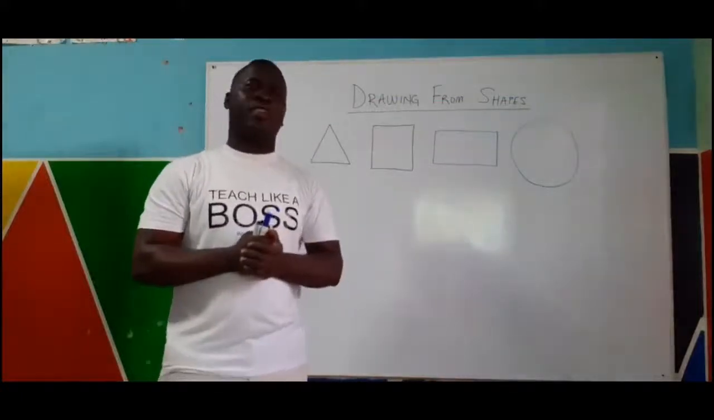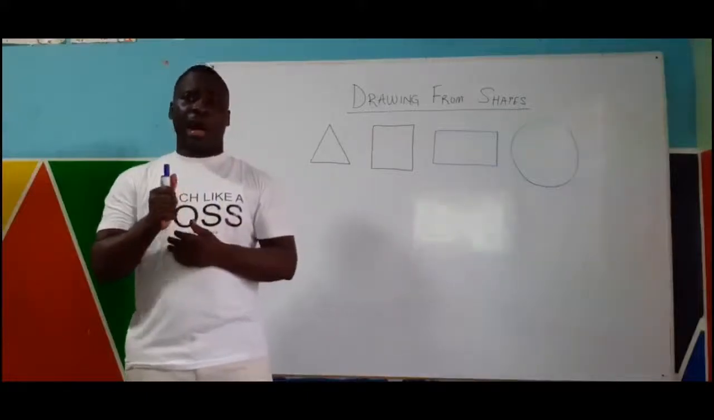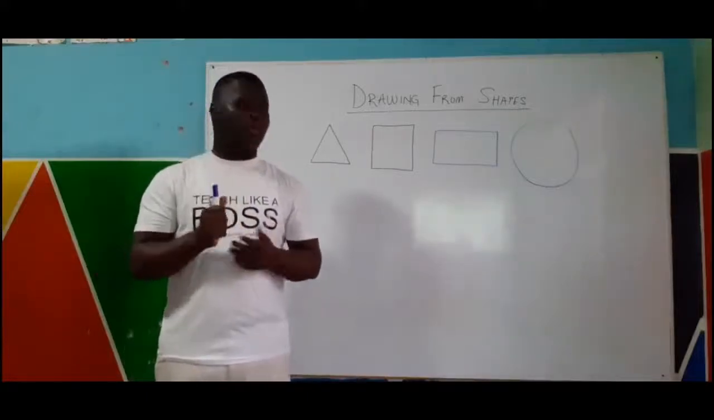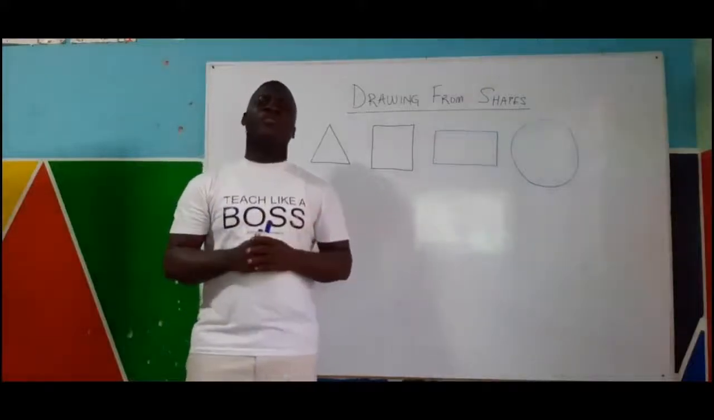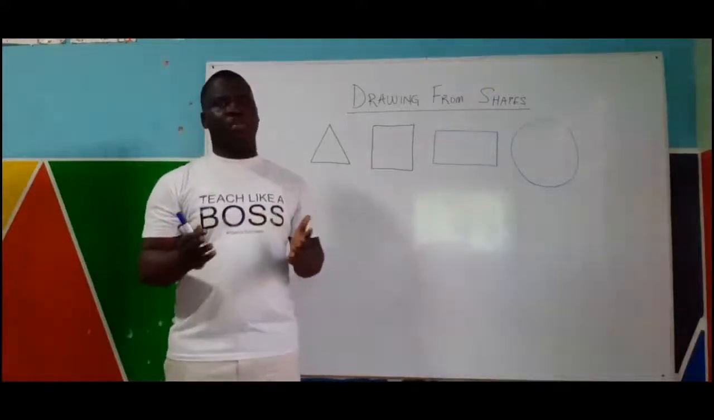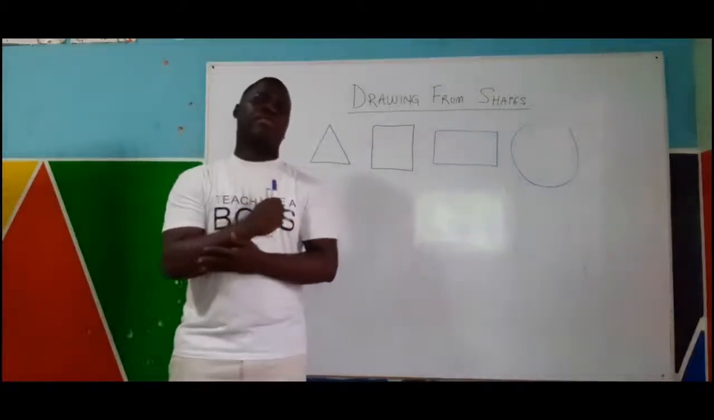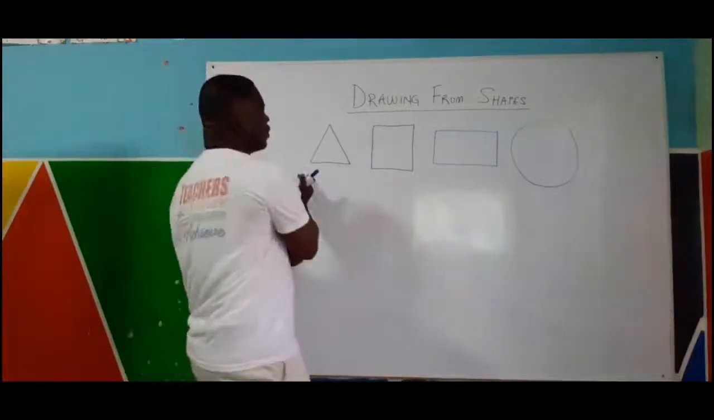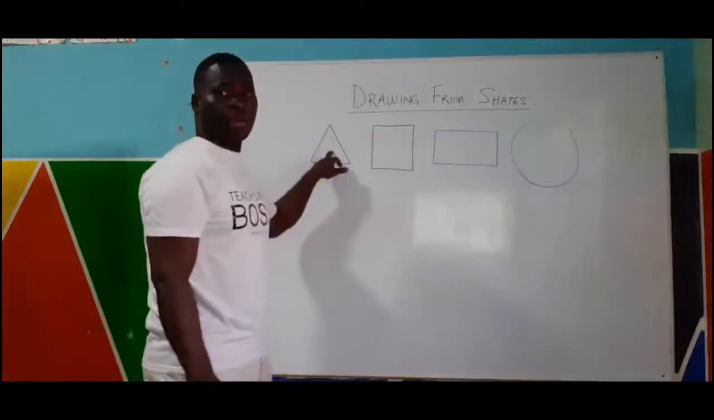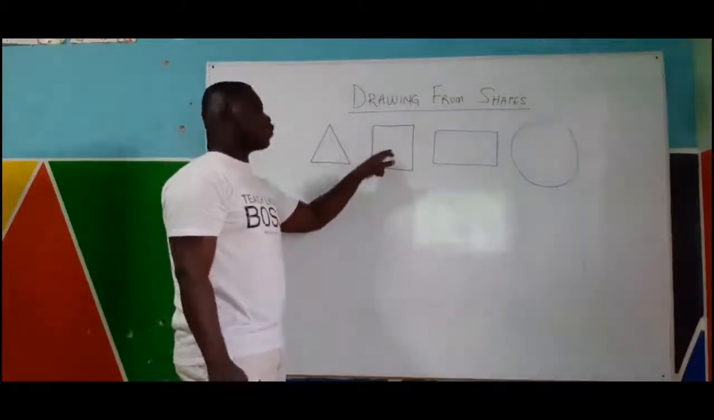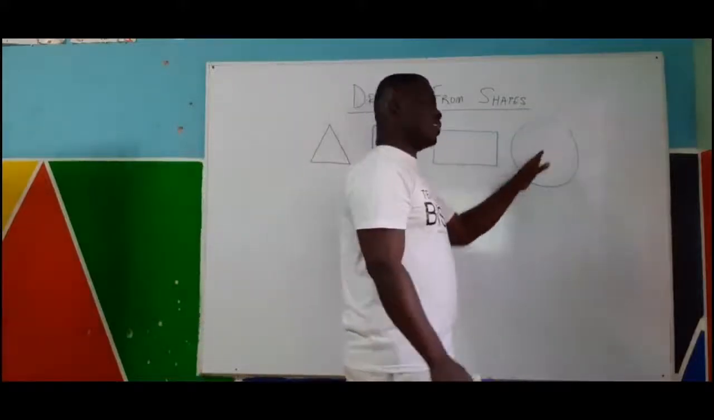Drawing from shapes. Today, we are going to learn how to draw objects from shapes. We will also see how to make use of basic shapes for creating wonderful drawings. So we are going to use these basic shapes that we see here. This is a triangle. This is a square. This is a rectangle. And this is a circle.